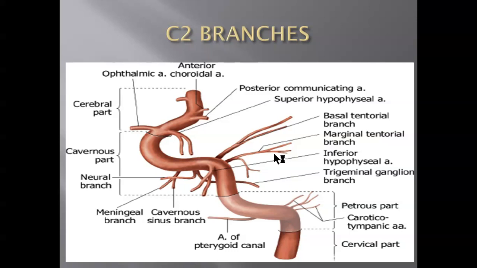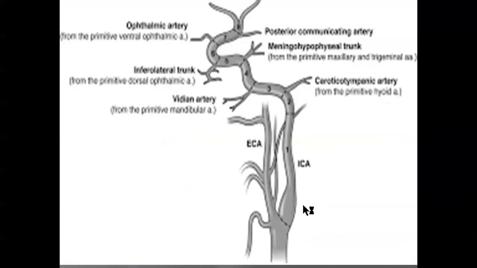Yes. Now, talking about the C2 branches. Here we can see this is the C1 segment. This is the Petrous segment, having a vertical part, a genu, and a horizontal part. Here we can see the C2 branches. We will talk about the main C2 branches. One is the caroticotympanic artery over here, on this side. One must know about the caroticotympanic artery, and we will have the Vidian artery, and here we have the Vidian artery over here.